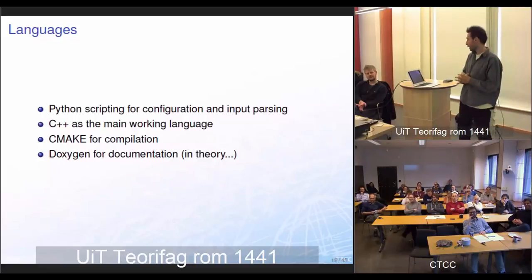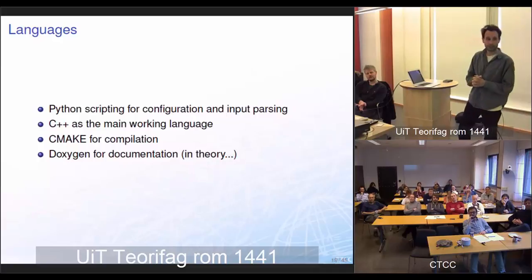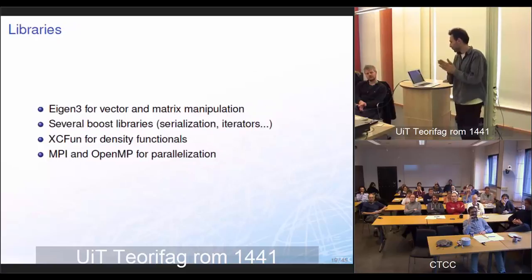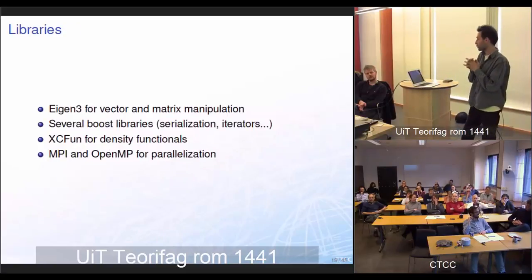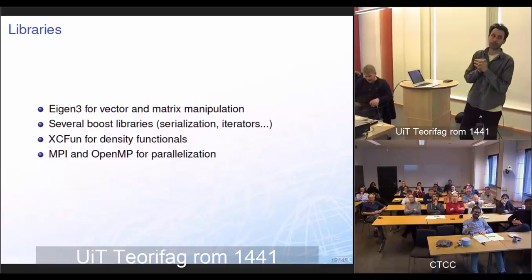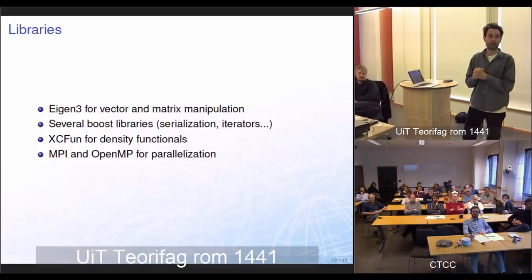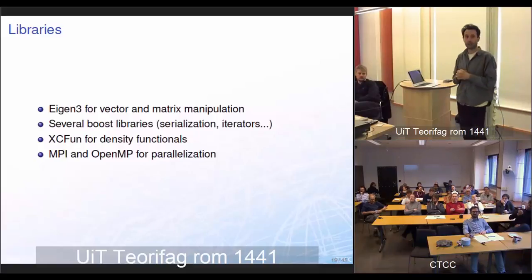And now we go for something about the code. We're using a combination of Python and C++, CMake for compilation, and Doxygen for documentation, in theory. In practice, nothing. But that's a different story. Libraries, we use Eigen3 because many of the things we have to do deal with small matrix multiplies and matrix-vector manipulations. So Eigen3 is really a very good choice to make both the coding faster and easier, and also to boost the performance as well.